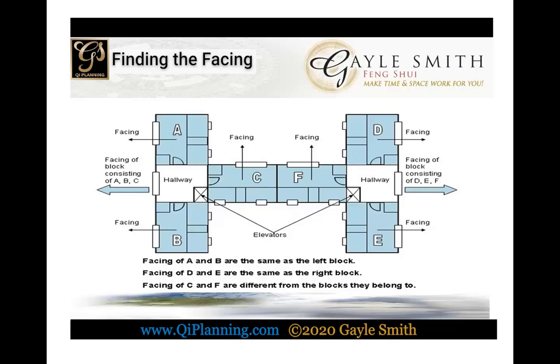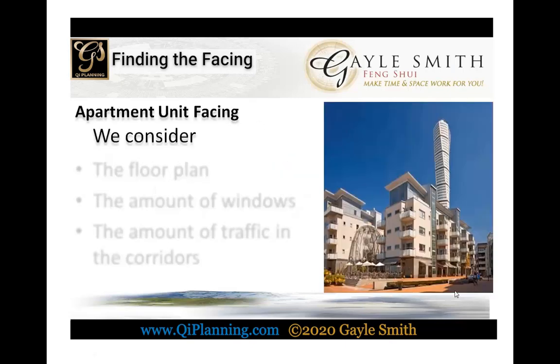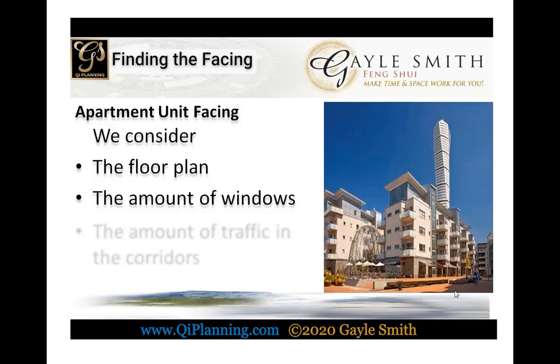Facing A and B units are the same. They face this way. D and E will face the opposite directions, and then the middle C and F are facing again a different direction. With an apartment building, we are looking for the same things. We look for the door, the windows, and the pathway or roadways for the most yang areas.